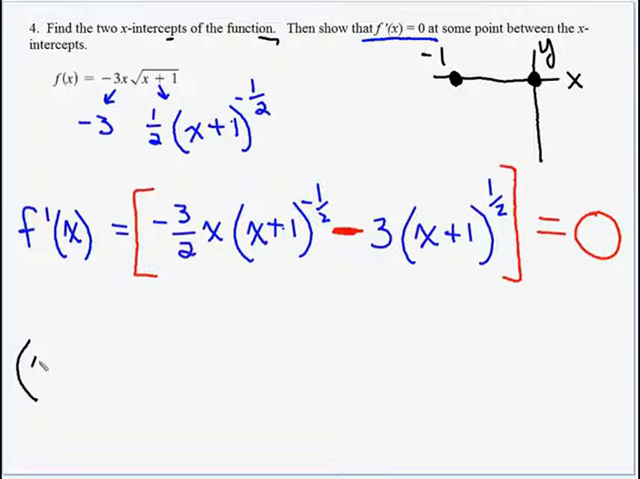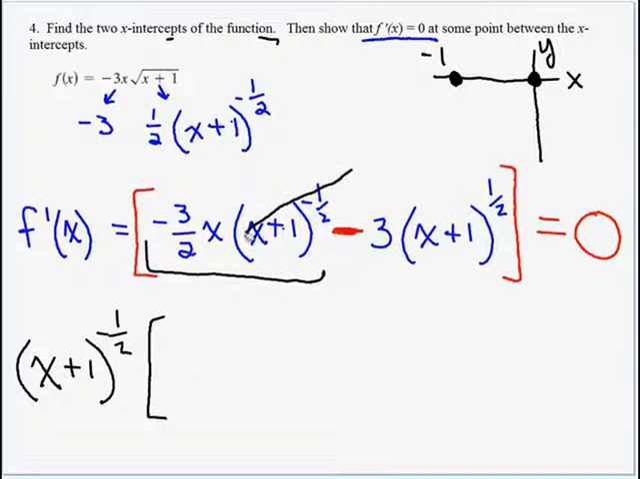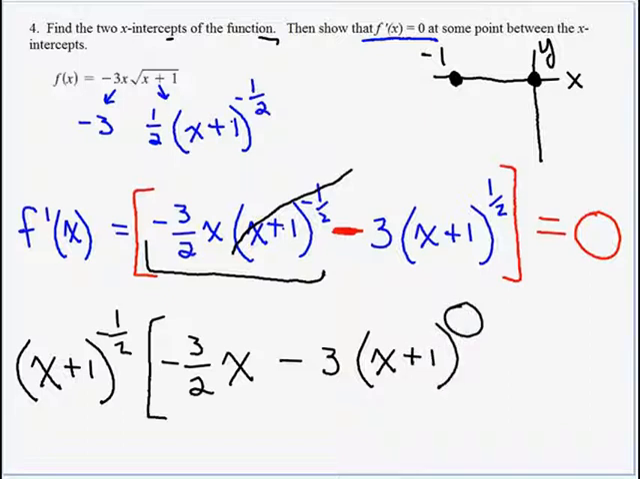So I see the same quantity, x plus 1, to different powers. Well, I want to focus in on the lesser of the two. Of course, the negative one will be the lesser, so that's getting factored out. So let's see, here's our first term. We have factored this out in its entirety, so we're left with minus 3 halves x minus, okay, here the 3 is going to stay, and then we're going to have the same quantity, but to a different exponent.